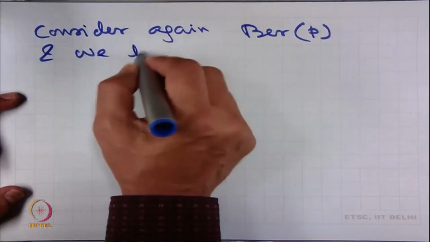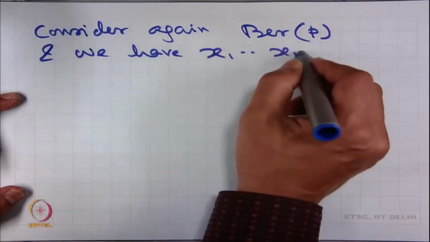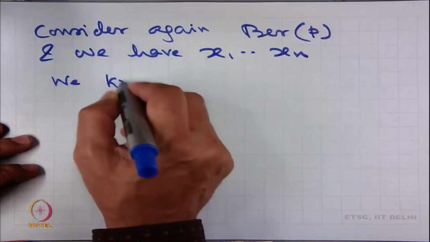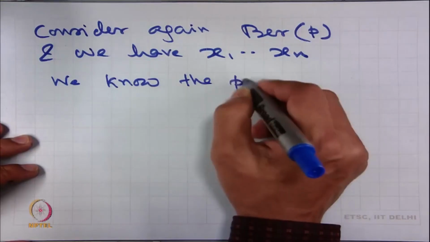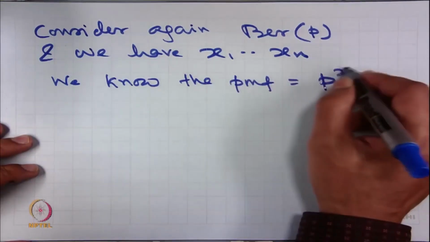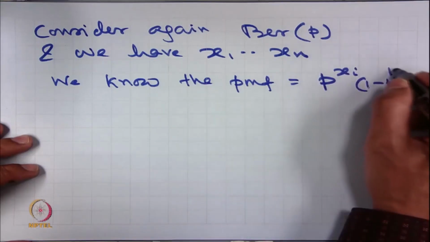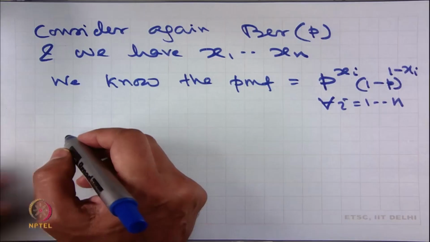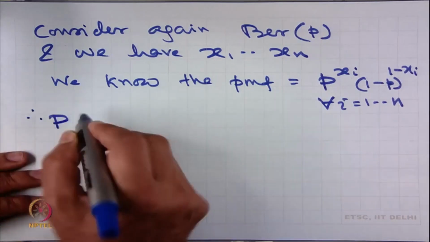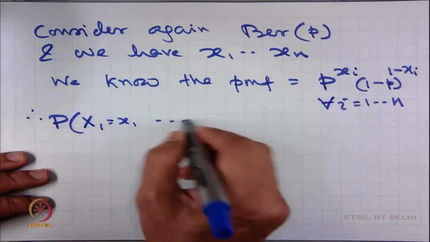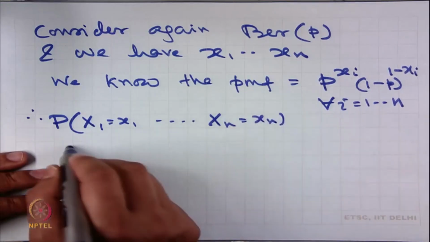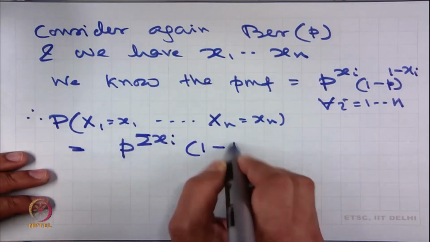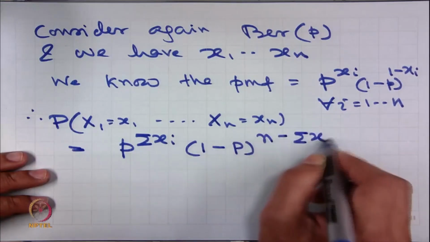And we have x1, x2, xn. We know the PDF or the PMF is equal to p to the power xi into 1 minus p to the power 1 minus xi, for all i equal to 1 to n. Therefore, P of X1 equal to x1, ..., Xn equal to xn is equal to p to the power sigma xi into 1 minus p to the power n minus sigma xi.